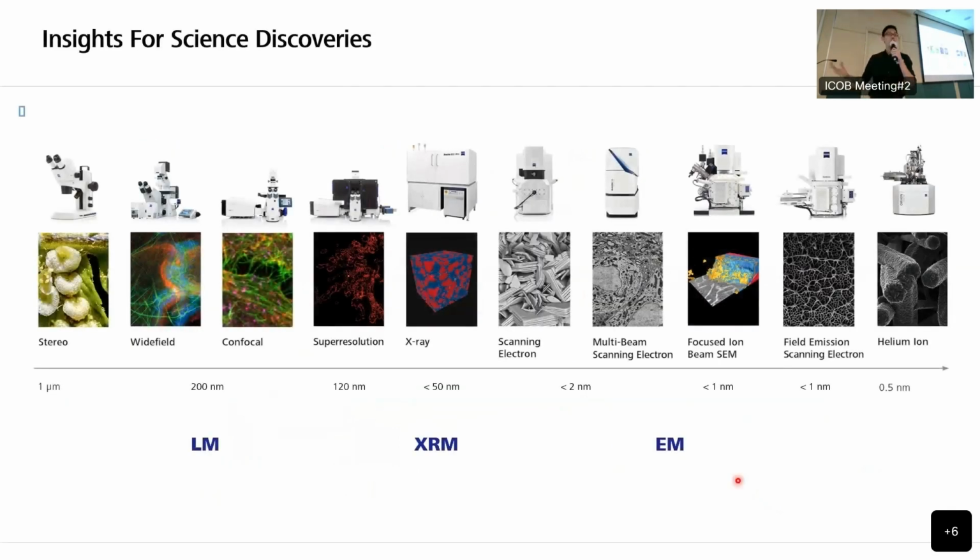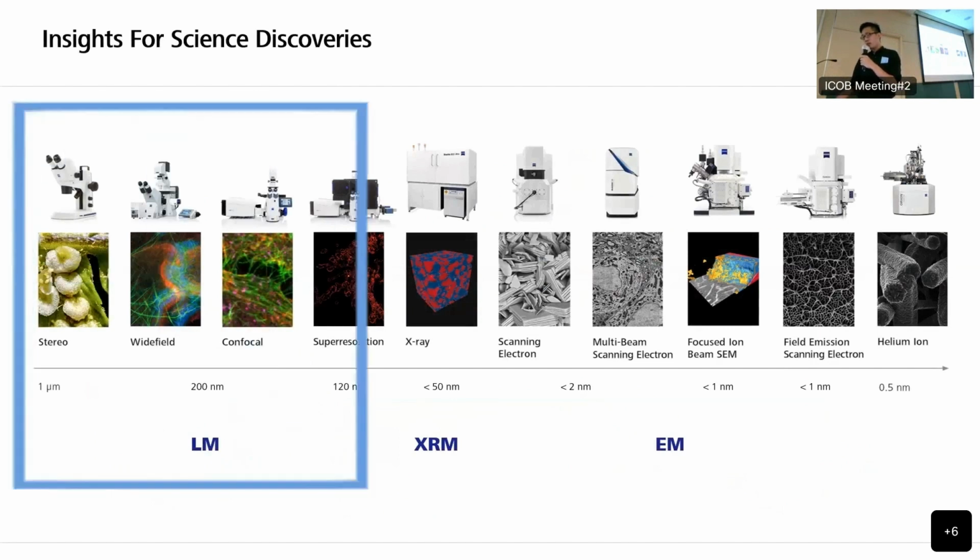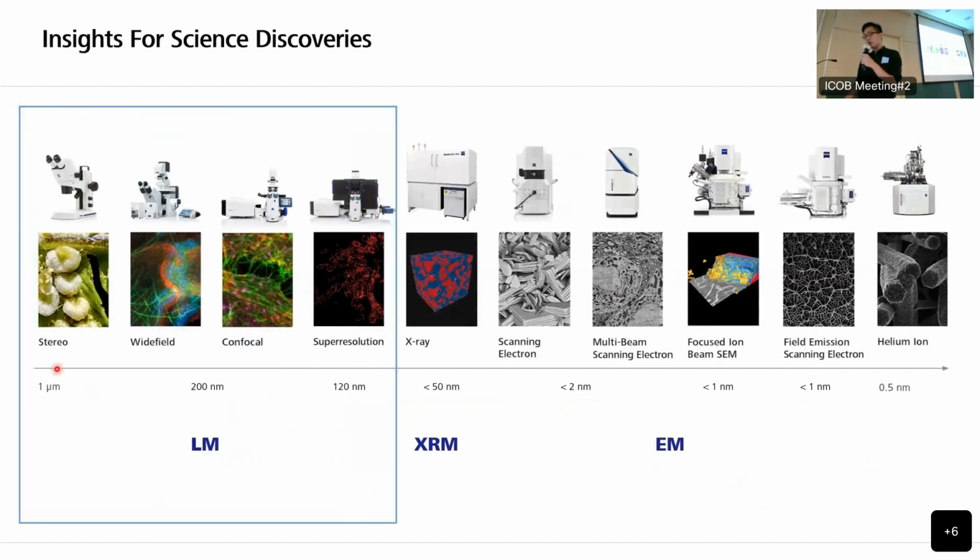For Zeiss, we mainly have 3 product lines. The first one, the most common, is light microscopes. Here you can see the stereo microscopes, wide field microscope, and confocal microscope, also the super resolution microscope. These 4 microscopes are the most common machines in the world.